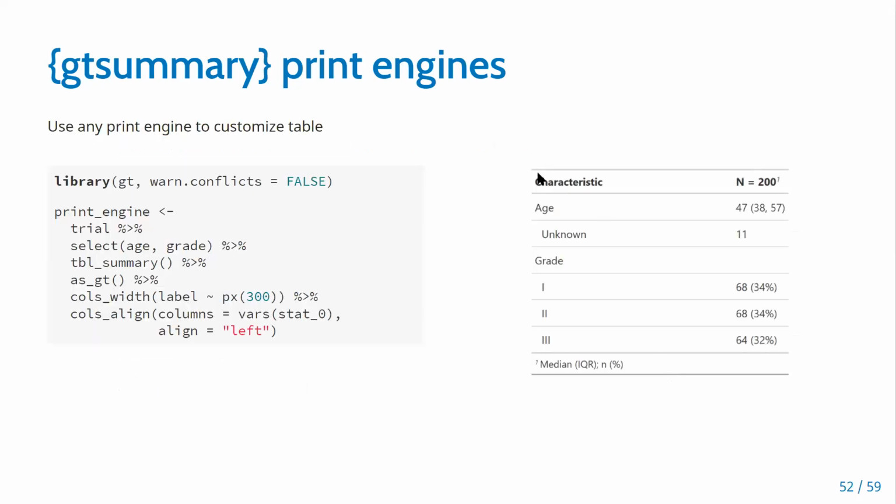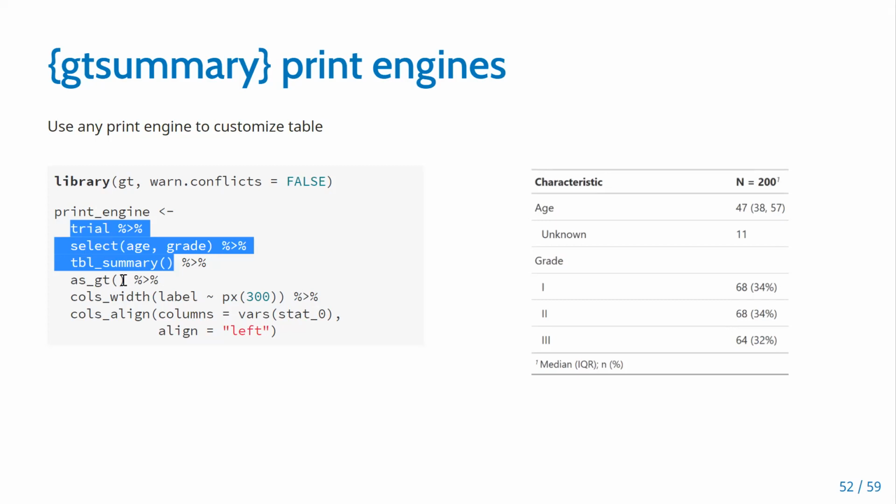I also wanted to show you how you can use these functions from these print engines, GT, huxtable, flextable, to make your own customizations to the table. So here we're using the trial data set. We are doing a very quick summary for variables age and grade using tbl_summary. Very, very basic, no arguments at all. But what we do is we take this gtsummary object and we convert it to GT with the as_gt function.